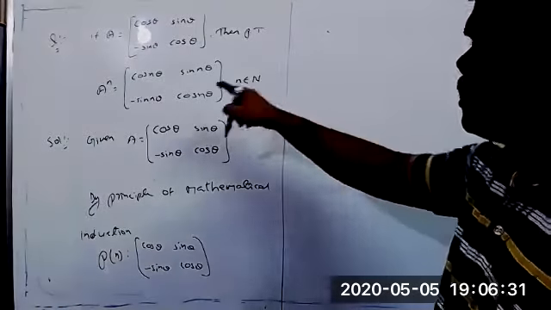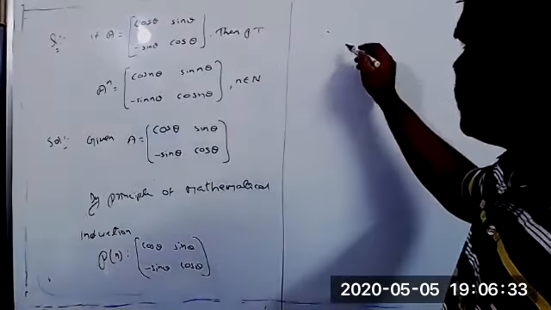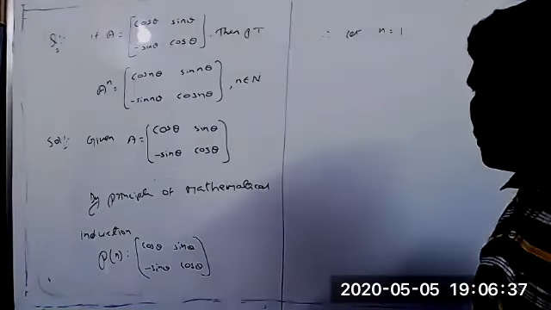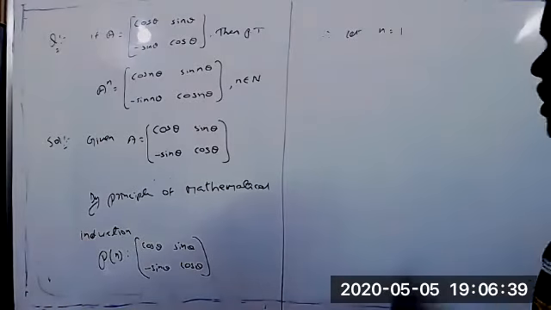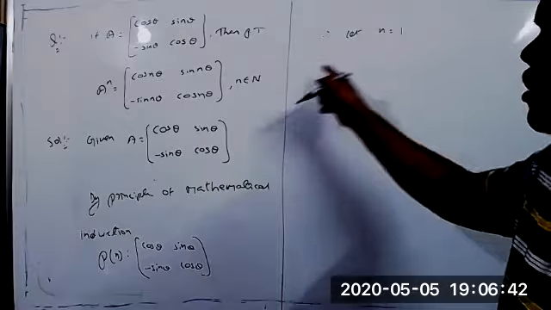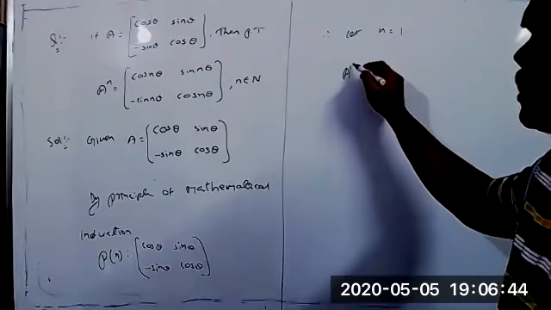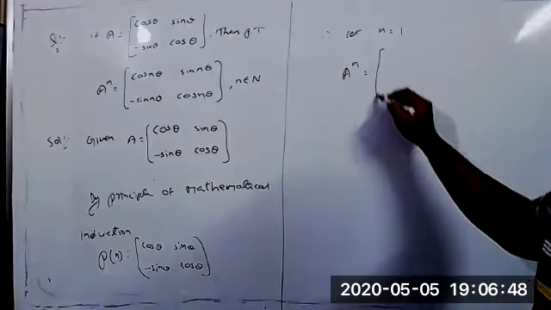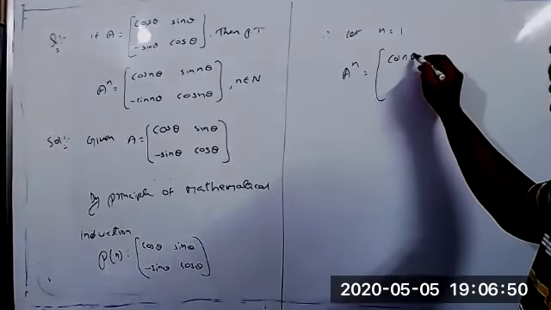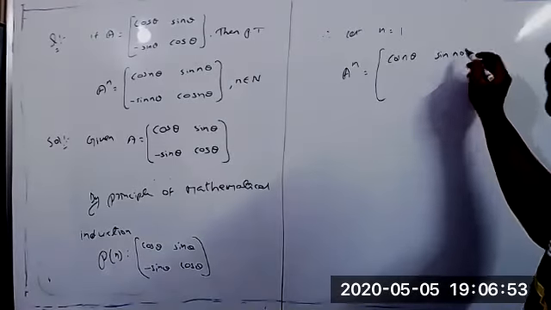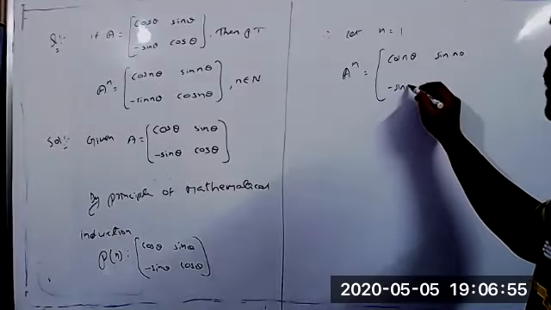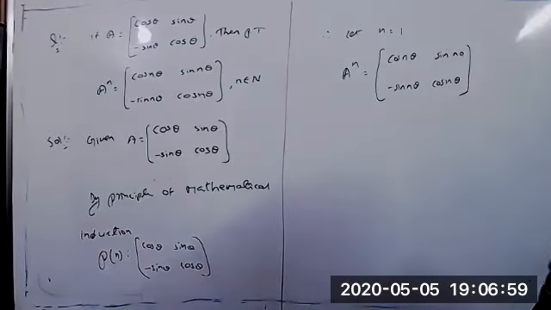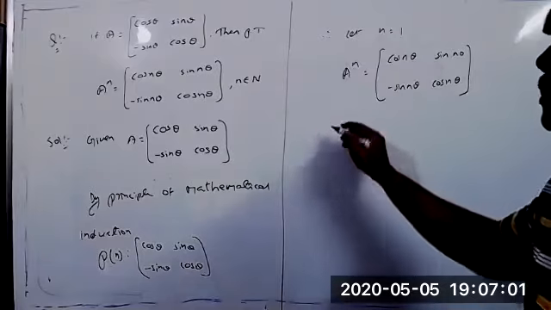So therefore, now take this condition here. Let n equal to 1. Compulsorily it is the first step. So when you take n equal to 1, what can you tell me now? Given from the next one, we have to prove that A power n equal to cos n theta, sin n theta, and minus sin n theta and cos n theta. So n equal to 1 you can substitute there now.